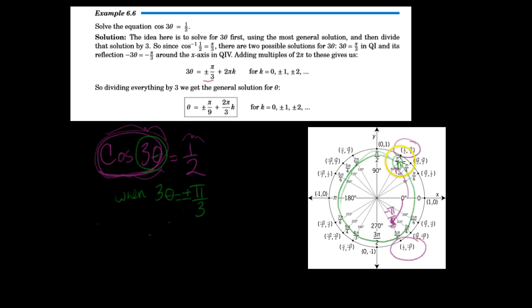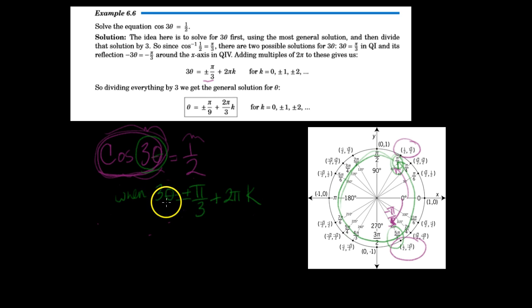So if we're here at pi over 3, you can see that if I add 2 pi to this, I'll get back around there, and another 2 pi, and so on. And same with the negative pi over 3. If I add 2 pi to that, and 2 pi to that, or subtract 2 pi, it brings you back to where you started. So this 3 theta is equal to plus or minus pi over 3, and then we can say plus 2 pi k.